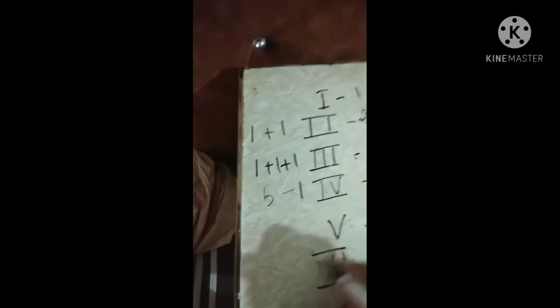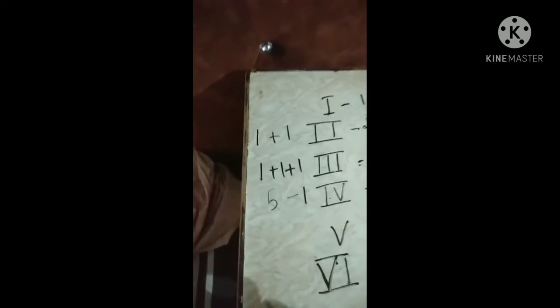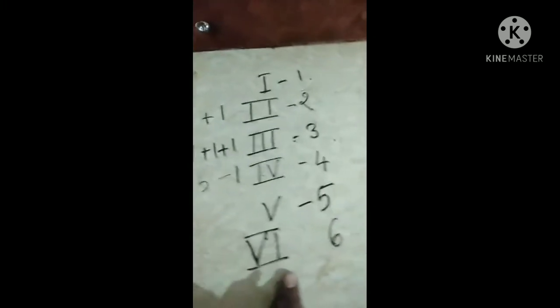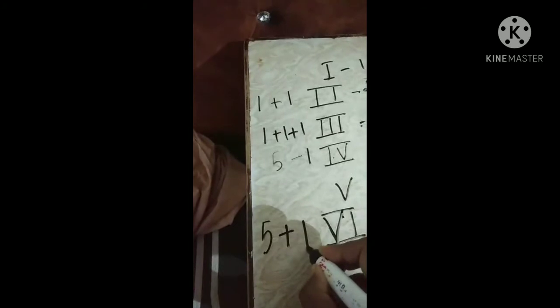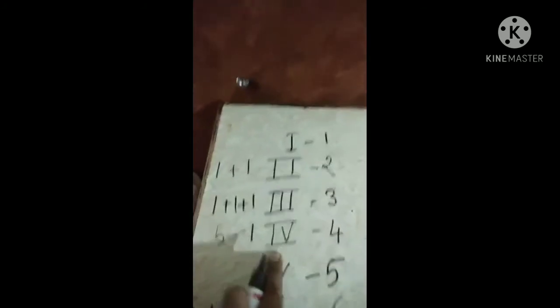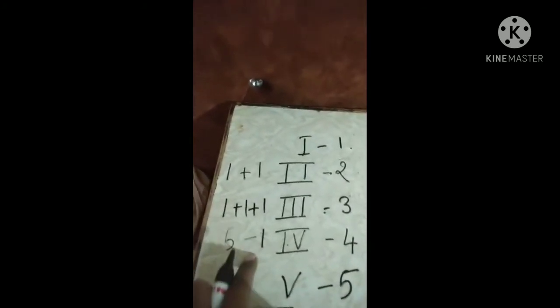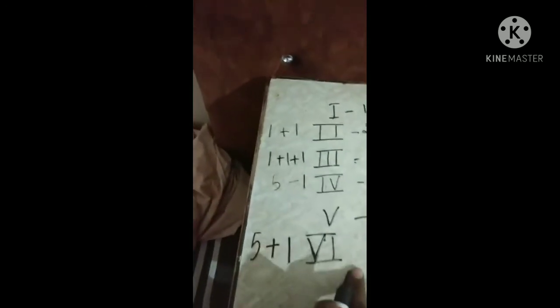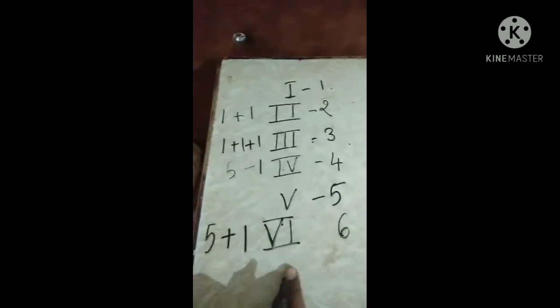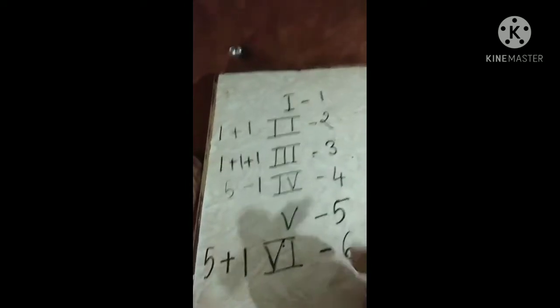VI. V for 5, and as I is written to the right of V, we will add 1. When I is written to the left of V, we have to subtract, and when the I is written right of V, then we have to add. Means VI is for 6.